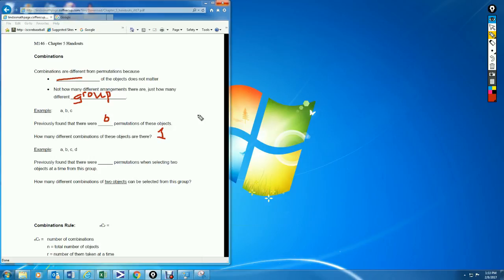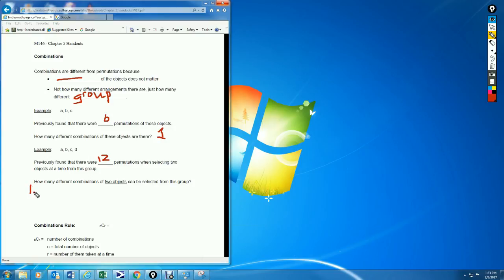And another example, we looked at the group of letters A, B, C, D, and we found that there were 12 permutations when we were selecting 2 objects at a time from this group. So now let's ask a different question. How many combinations of 2 objects can be selected from that group? All right. Well, we listed them last time. Let's list them again.